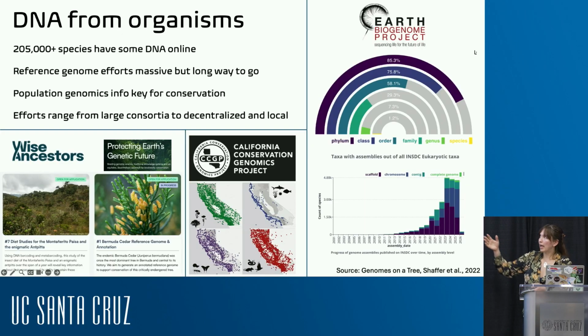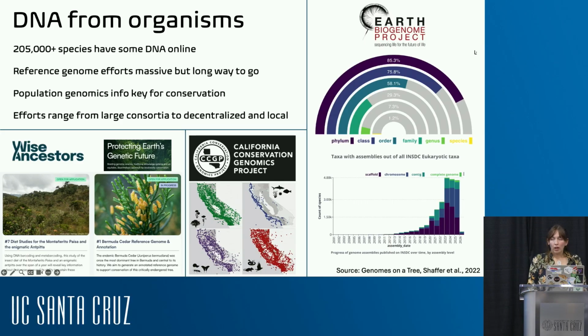And there are other California-based efforts to sequence reference genomes and sequence populations, leveraging that reference genome for high-quality mapping of the genetic data, like the California Conservation Genomics Project, and also more decentralized and local community engagement types of efforts that are not state efforts, like Wise Ancestors. I have to shout out to them because I love what they're doing. These are crowd-funded genomic initiatives.